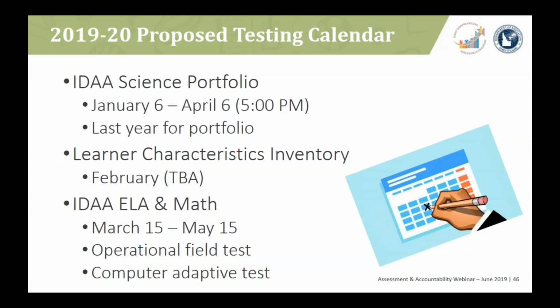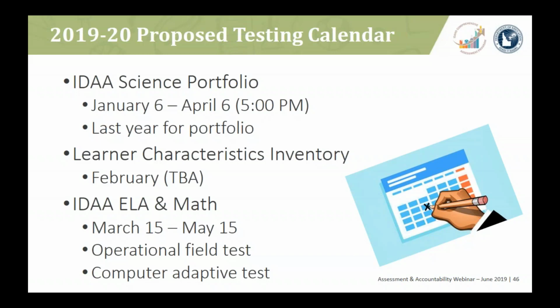Did somebody say no changes? Woohoo! The learner characteristics inventory will probably open in February. This is one of those dates we need to confirm with our testing vendor. We open the learner characteristics inventory in the ISAT portal in the data entry interface before the window for ELA and math opens, because that has to be completed before students can take their ELA or math test.